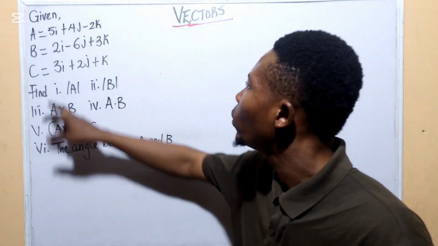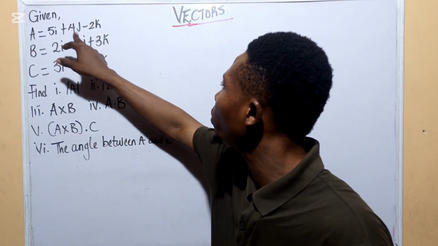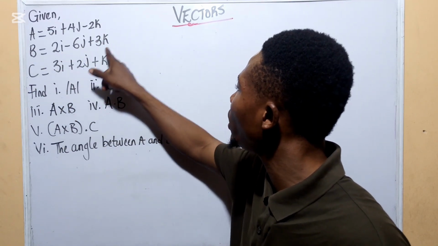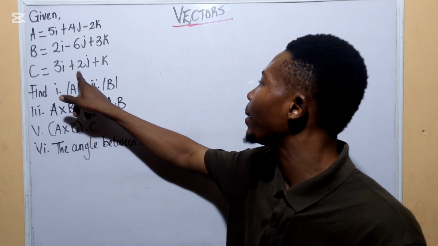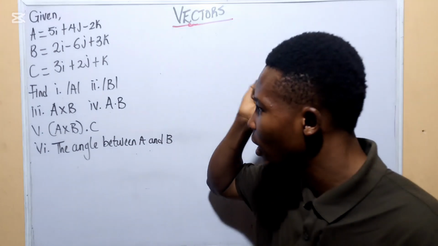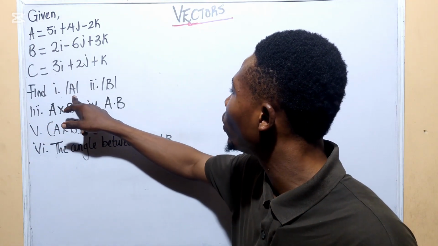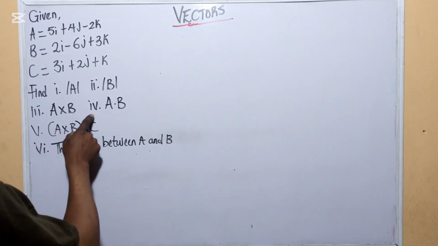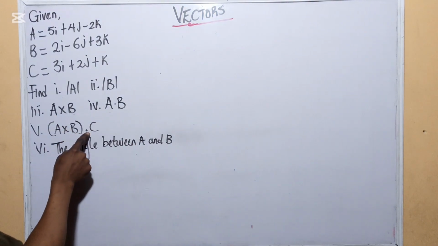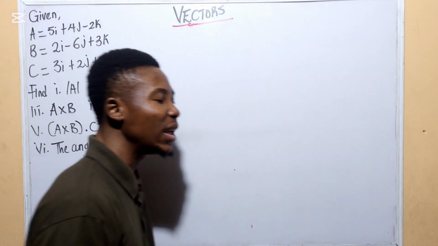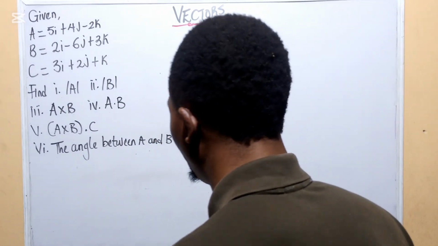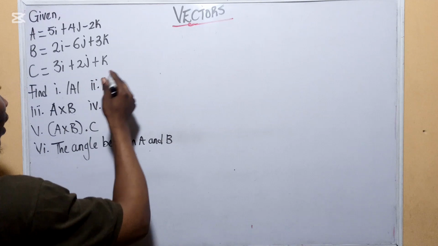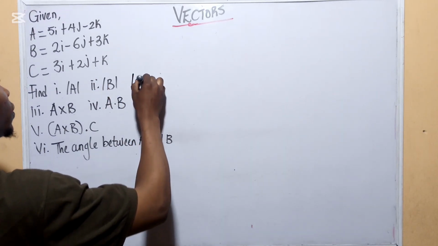Now, we're given that vector A is equal to 5i plus 4j minus 2k. Vector B is equal to 2i minus 6j plus 3k. Vector C is equal to 3i plus 2j plus k. And we're asked to find magnitude of A and magnitude of B. We also have to find A cross B, A dot B, A cross B dot C, and the angle between A and B. Now, let me just add for us to find the magnitude of C.